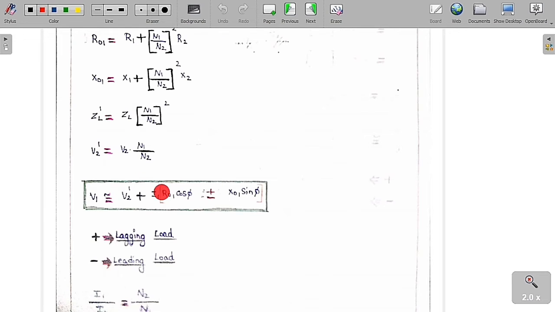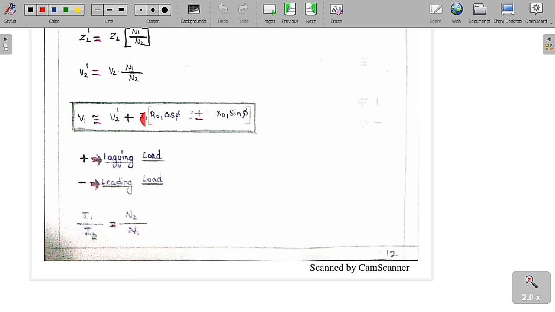This is only for algebraic values. So V1 is nearly equal to V2 dash plus I1 into (R01 cos phi plus or minus X01 sin phi), where phi is the power factor angle of the load. The plus is used for a lagging load and minus is used for a leading load. So this formula is only for the algebraic values, means the magnitude values, but not the phasor values.